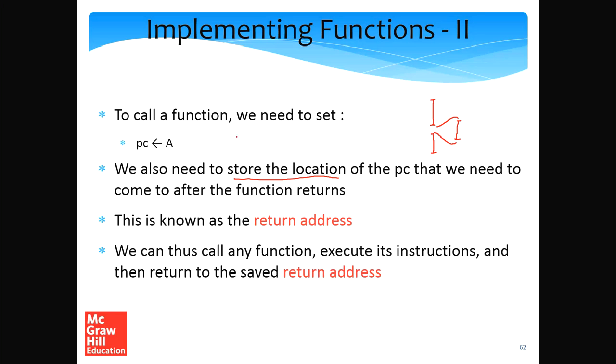So essentially, what do we need to store? We need to store two things. We need to know the starting address of the function, which is A in this example. And then we need to jump back to a point which is the next instruction after the function call, and this is known as the return address.